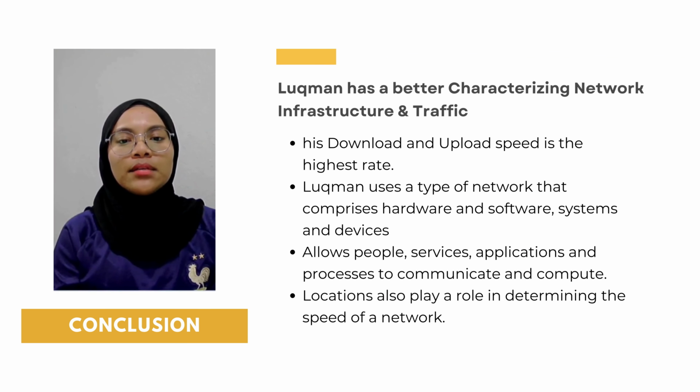To conclude this table, even though Ainul has a much lower ping than Luqman, overall Luqman has better network infrastructure and traffic than the others since his download and upload speed is the highest rate. It is because Luqman uses a type of network that comprises hardware and software, systems and devices, and allows people, services, applications, and processes to communicate and compute. For example, Luqman uses a type of wireless LTE and Wi-Fi with unlimited capacity, which is one of the reasons. In addition, location also plays a role in determining the speed of a network. That's all from me. Thank you.